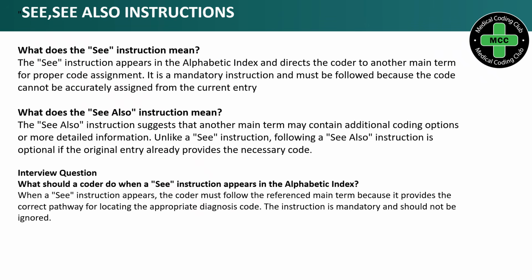Next, "see" and "see also" instructions. You get to see the "see" and "see also" instructions in the alphabetic index while reading your ICD code. Please remember, "see" means you have to go and check the term that they are referring to. "See also" means that if you are getting a code within the index, that is fine, and further, if you see "see also", then for your cross reference, for your additional reference, you can go and see that term as well to conclude your ICD code. These two terms are very important in your alphabetic index.